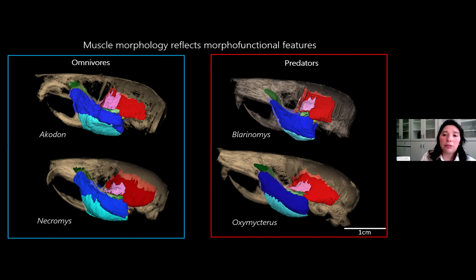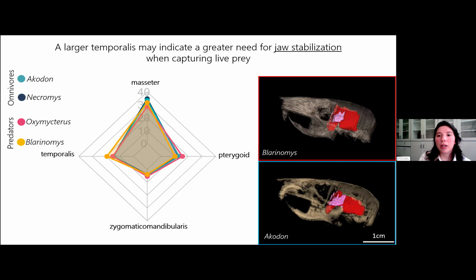And let's see in more detail how these differences can relate to functional features that we discussed earlier, focusing on the masseter, that is the blue muscle mass, and the temporalis, which is the red muscle mass. So first, the temporalis: we saw that this muscle is larger in predators. And this muscle is not so active in generating bite force as the other ones, being more important to stabilize the jaw joint during biting. And the jaw joint is basically where the jaw connects to the skull.